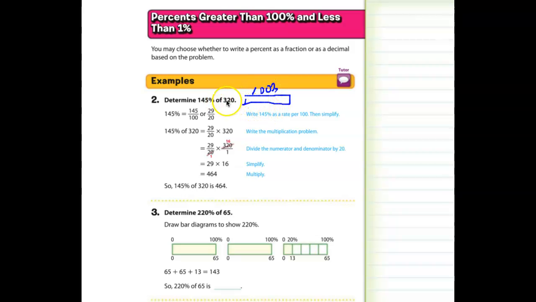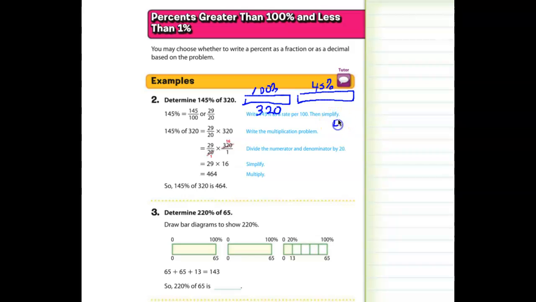And 100% of 320 is 320. And then we have plus 45%. Okay, so 45%. We have to now figure out what 45% of 320 is. And so that automatically makes it a smaller problem to solve.